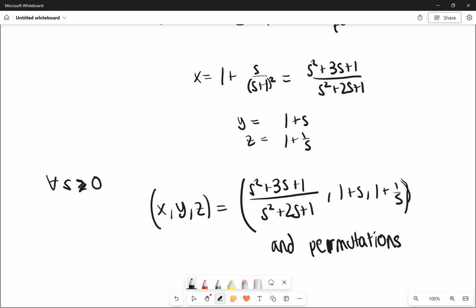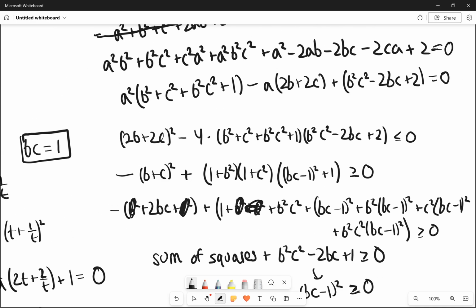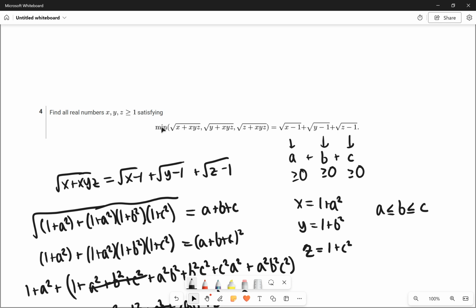And this is a complete solution set to our USAMO problem, where we have that the minimum of the square root of x plus xyz, and the square root of y plus xyz, and the square root of z plus xyz is equal to the square root of x minus 1 plus the square root of y minus 1 plus the square root of z minus 1. We solve this by getting rid of all the square roots using suitable substitutions, writing everything as a quadratic, and realizing that the discriminant is the negative of a sum of squares. And that finishes the problem.